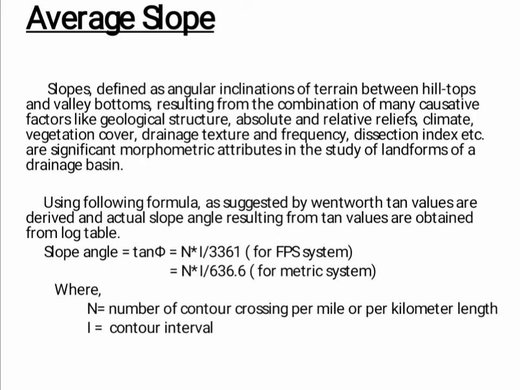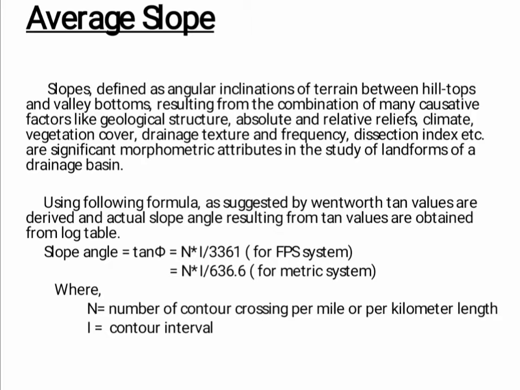Slope is defined as the angular inclination of terrain between hilltops and valley bottoms, resulting from the combination of many causative factors like geological structure, absolute and relative reliefs, climate, vegetation cover, drainage texture and frequency, dissection index, etc. These are significant morphometric attributes in the study of landforms of a drainage basin.